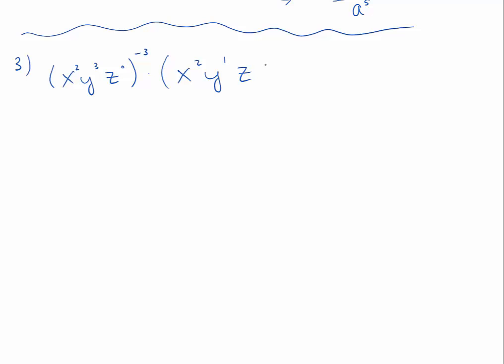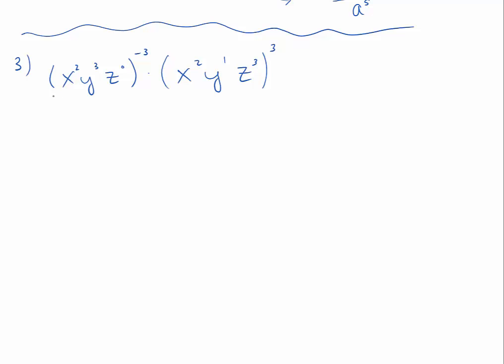I like to write it as y to the 1 when I have to simplify a bunch of stuff like this, because it'll help later on, as we'll see. But if you want to write it as simply y, you can do that. And then z cubed, and then we're raising all that to the positive 3 power.